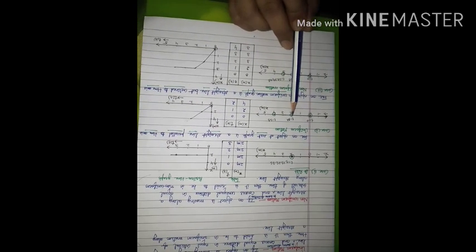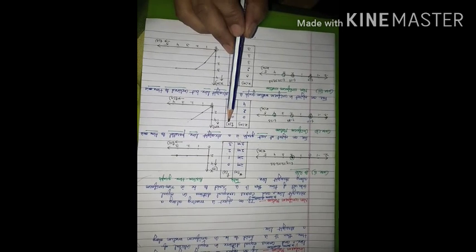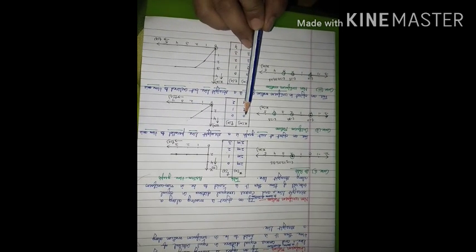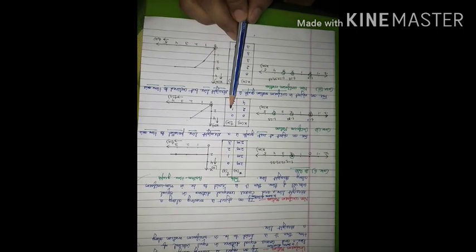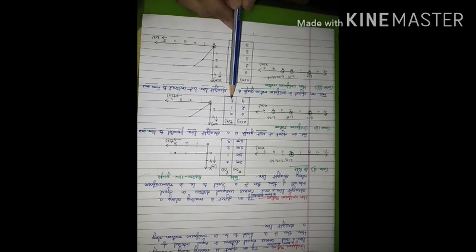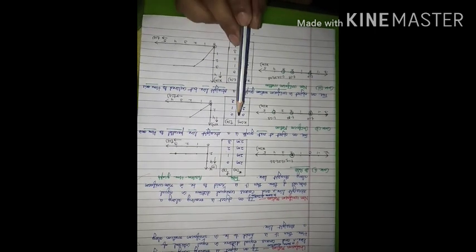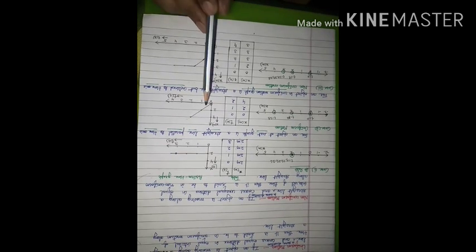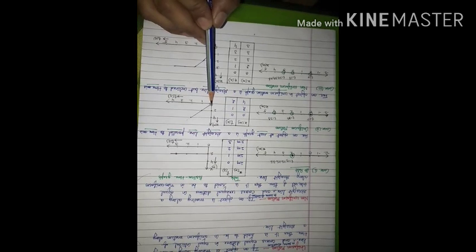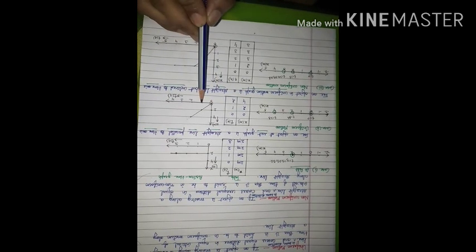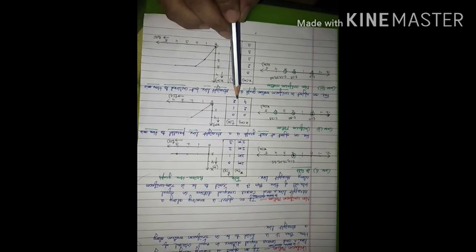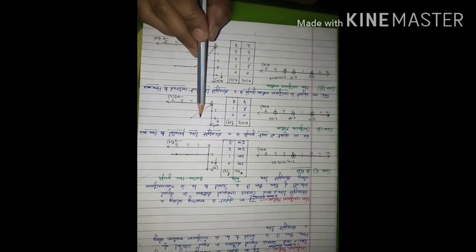If we consider it in tabular form, this is time, this is position. When t is equal to 0, x is also 0. After 1 second, distance covered is 2 meter. After 2 second, the distance covered is 4 meter. Now the position-time graph: when time t is equal to 0, position is 0, this point will come. Time t is equal to 1 second, position is 2 meter, this point will come. Time t is equal to 2 second, position 4 meter.